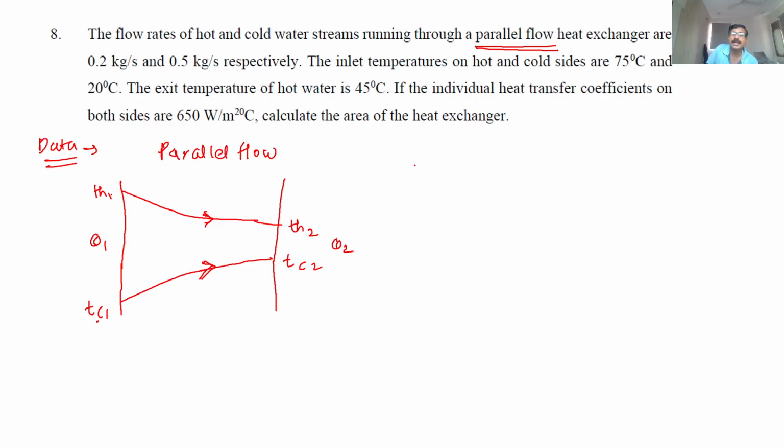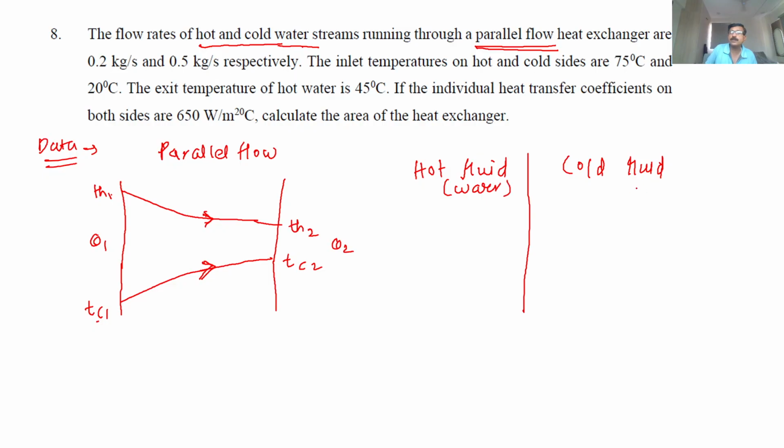Now you have to write the data by separating hot fluid and cold fluid in two different columns. So hot fluid and then cold fluid. Both fluids are water, hot and cold water. So on the hot side I will write water and on the cold side also I will write water.